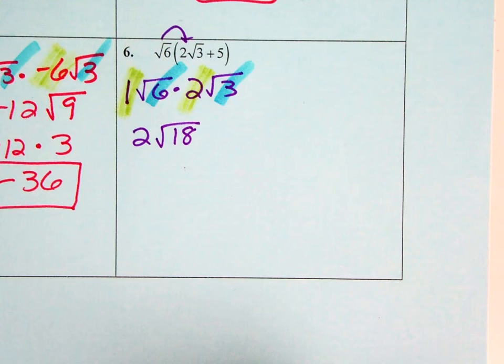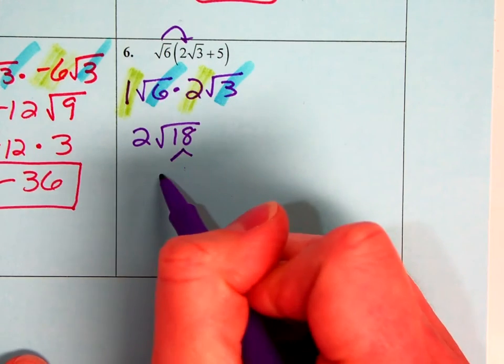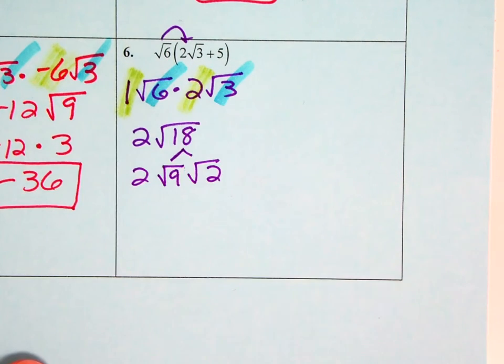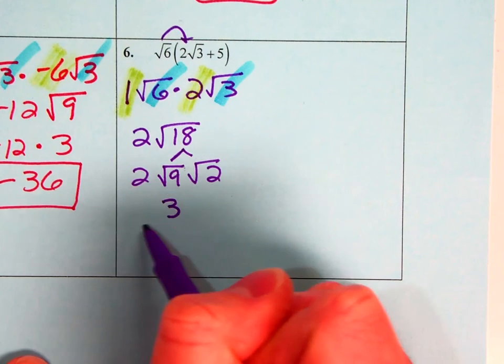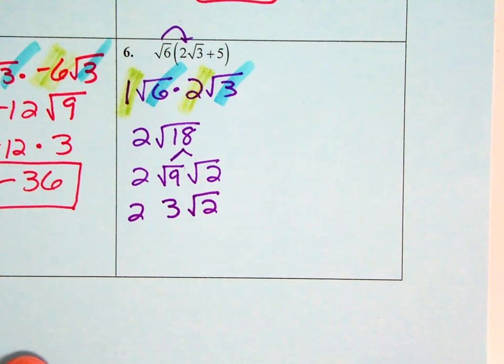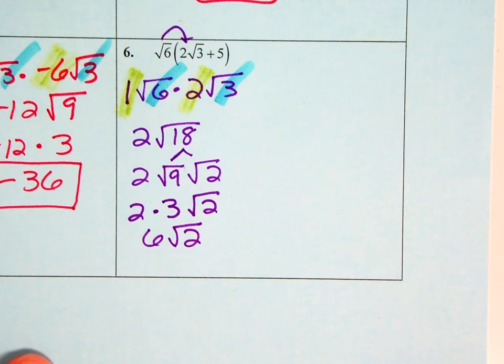Now that I've multiplied it, we need to simplify. So 18 can break up into the square root of 9, square root of 2 with the 2 out front. The square root of 9 is 3. Bring down the square root of 2 and the 2 out front. Now remember that there's multiplication between these two, so it really is just 6 square root of 2.